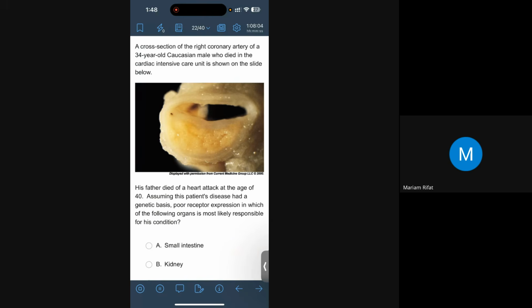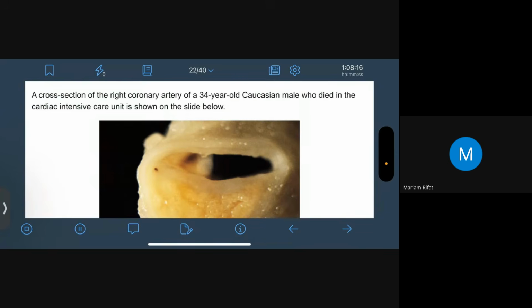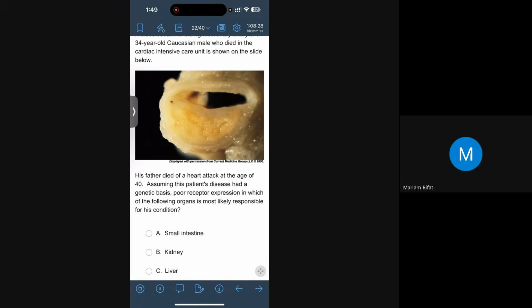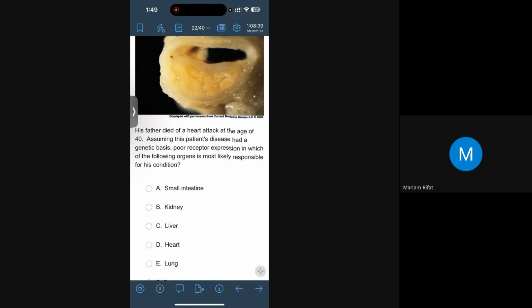So he's telling us that it is linked to a genetic disease in which we are going to see early MI. Early MI is seen in what genetic disease? Hyperlipidemia disorders. Okay, in hyperlipidemia disorders, we are going to see an early MI. Assuming this patient's disease had a genetic basis, which of the following is most likely responsible for this condition? Do you know in what type of hyperlipidemia we are seeing early MI?